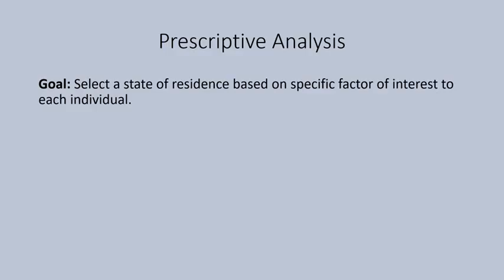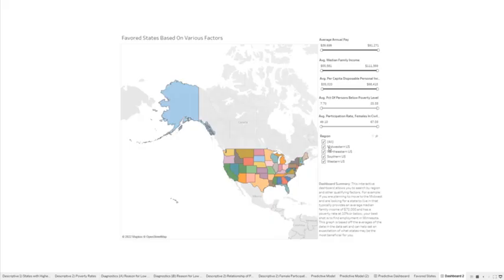And finally, we take a look at a prescriptive analysis dashboard in which individuals can select a possible state or states of residence based on various factors of interest to them. This dashboard takes many factors into account, including region, income, unemployment rate, etc. Let's check it out. Next, we take a look at a prescriptive dashboard, and this is my favorite yet.